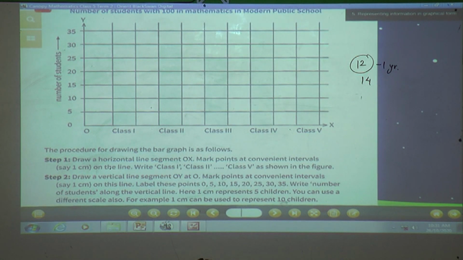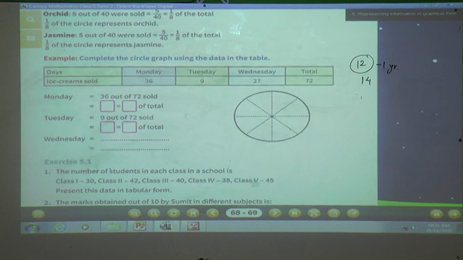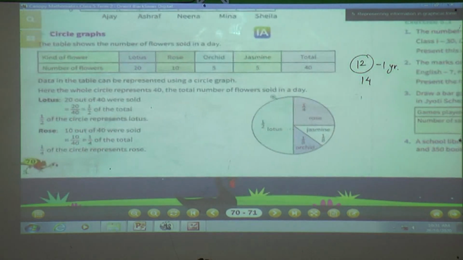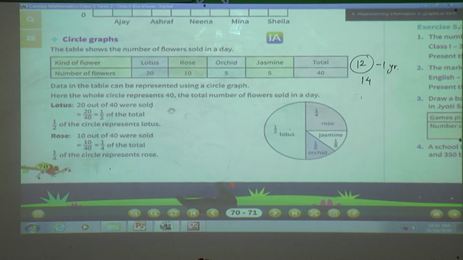Okay, now circle graph. See on page number 70 here. This is also called a pie chart. So students, you can see pie charts are best used to compare parts of a whole. In a circle graph, we can show data as parts of a circle.